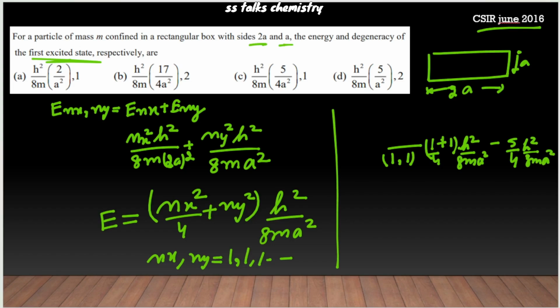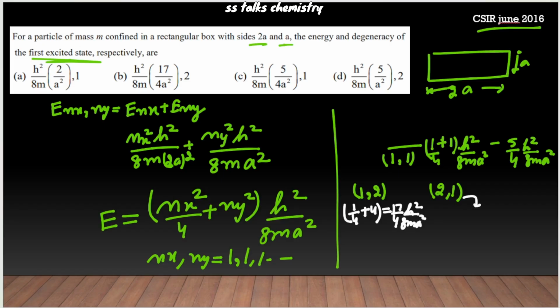We need the first excited state. So now for the higher level, the possibility is either 1, 2 or 2, 1. Among these two we have to select the one which gives us the lower energy, that is going to be the first excited state. So if you take nx as 1 and ny as 2, the energy will become 1 by 4 plus 4. That means it comes out to be 17 by 4 into h square upon 8ma square. So this is if nx is 1 and ny is 2.